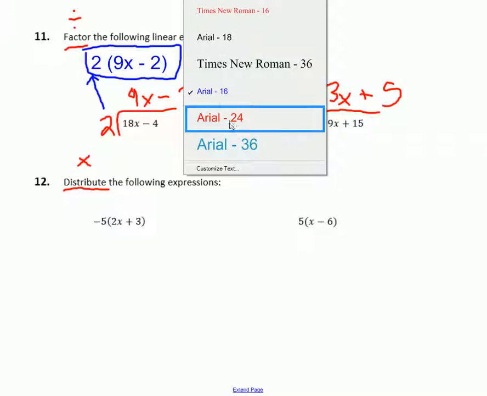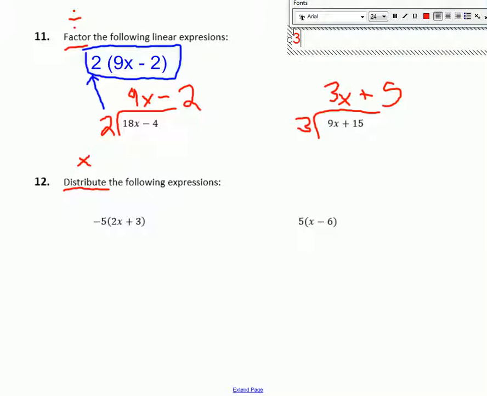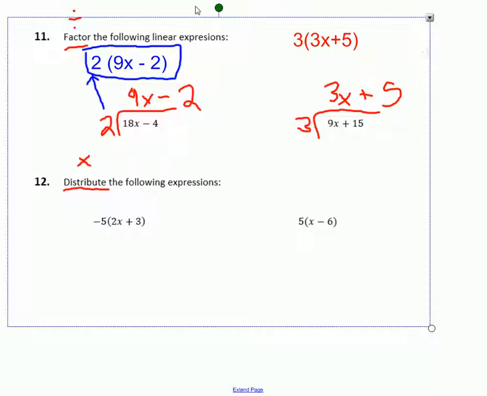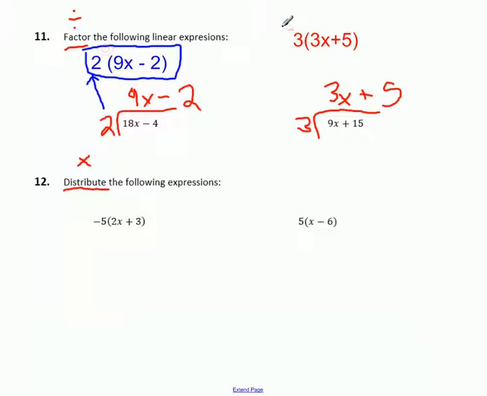And again, my final step is taking those two pieces, the number I divided and the quotient, and putting them together. This whole thing, 3 parentheses 3x plus 5, is my final answer. So again, factoring means to divide. Distributing means multiply. And I have to multiply this negative 5 by both terms on the inside of those parentheses because I want negative 5 of 2x plus 3, not just negative 5 of 2x.